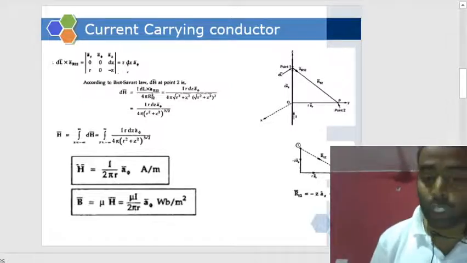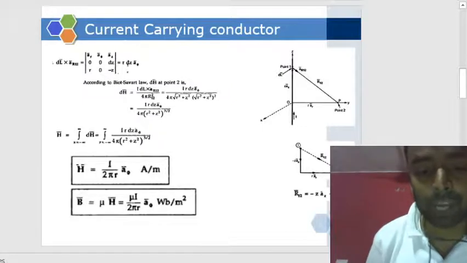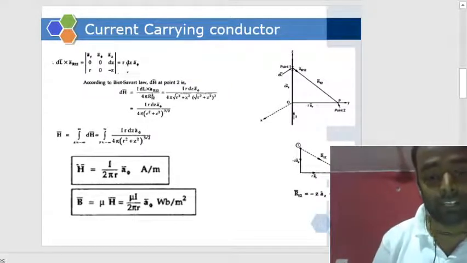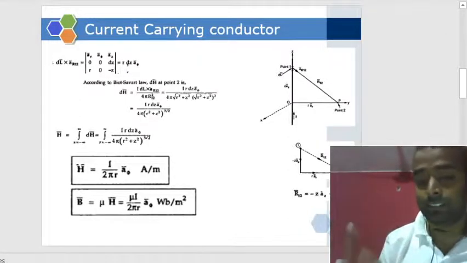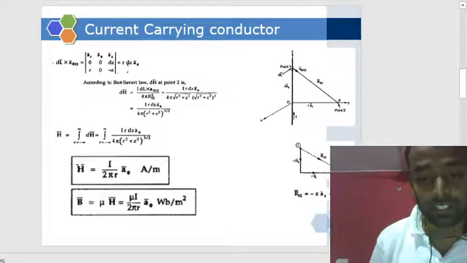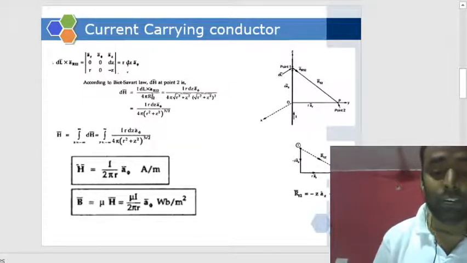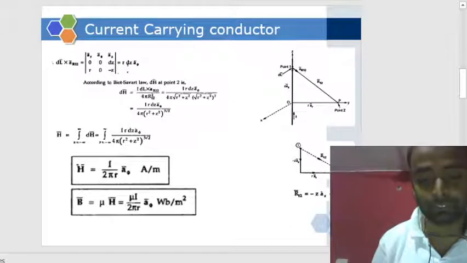So do that. H will be, and you'll get H is equal to I upon 2 pi r in the direction of a phi. Of course, a phi. Why? The field is circular, isn't it? Concentric circle के form में आपको field मिलता है. So a phi will be the direction. Correct. If you are getting it in the direction of a phi, that is correct.